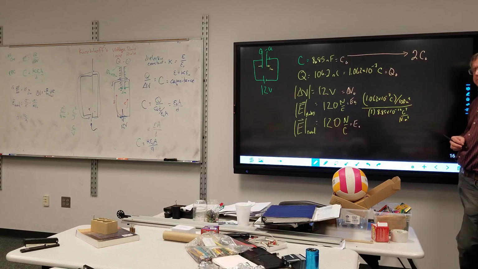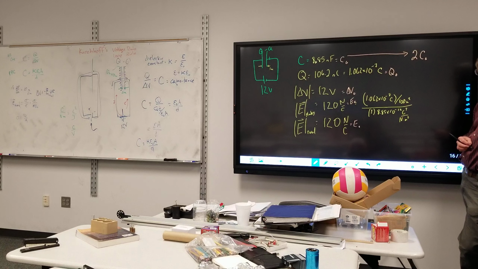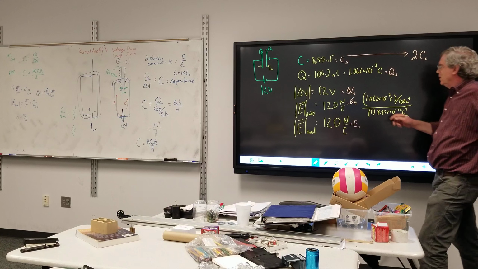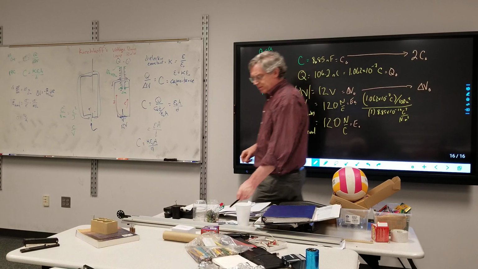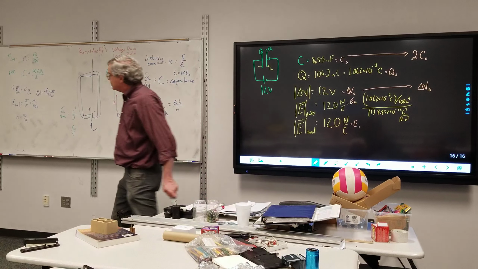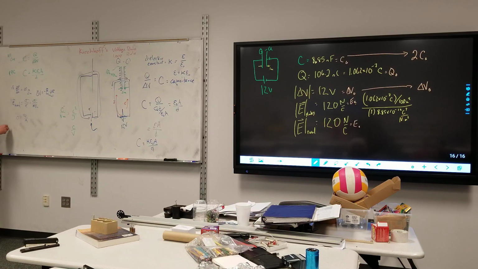Is anything going to stay the same? The voltage? Why would the voltage stay the same? Because of that Kirchhoff rule. Yeah. So voltage will stay the same. This is another rule to keep in mind, and it's all based on Kirchhoff. If a battery is connected in a simple circuit, delta V stays the same.